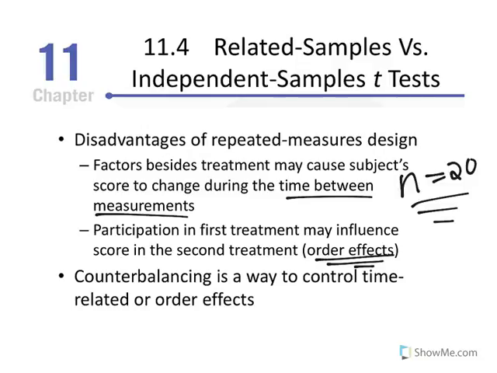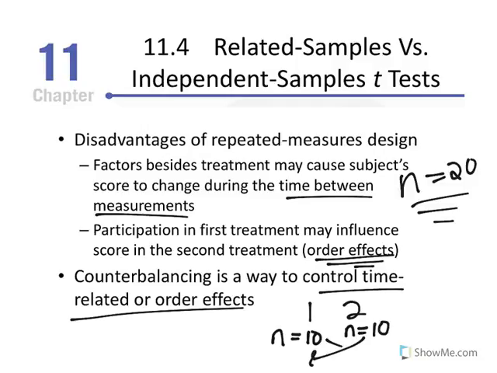As a way to address the order effects, we can engage in counterbalancing. So counterbalancing is a way to control time-related or order effects. And so what we would do is expose, let's say we have treatment 1, treatment 2, and we have a total of 20 individuals, and we have 10 individuals first go here, and the other 10 start here. And then they switch. So then they go to this condition and they go to that condition. So we're counterbalancing the order effects.